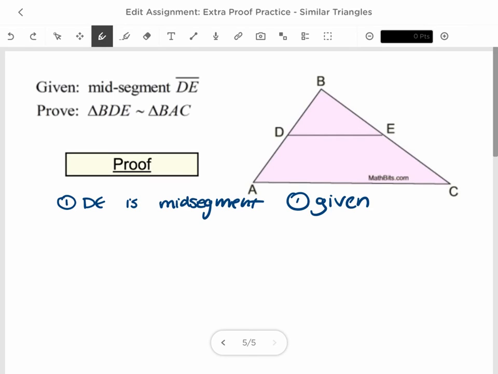This last proof says DE is the mid-segment of this triangle. So if it's the mid-segment, then it means it cuts it into two congruent parts. This would be equal to this and this to this. So it would be DB equals AD and BE equals EC. And that's the definition of a mid-segment.